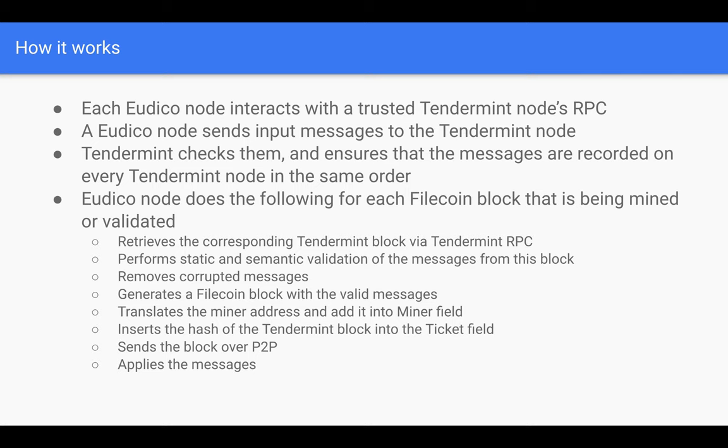Perform static and semantic validation of the messages from this block, remove all corrupted messages, and generate a new Filecoin block with the valid messages. Translate the miner address of the Tendermint node to the corresponding address of the Unicode node and add this address into the miner field. Then insert the hash of the Tendermint block into the ticket field and send the block over the P2P network. After that, Unicode applies the messages from that block.